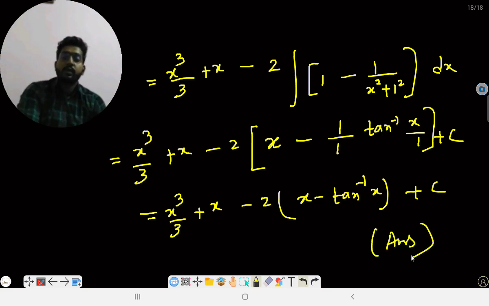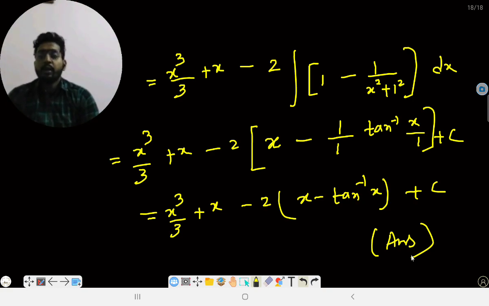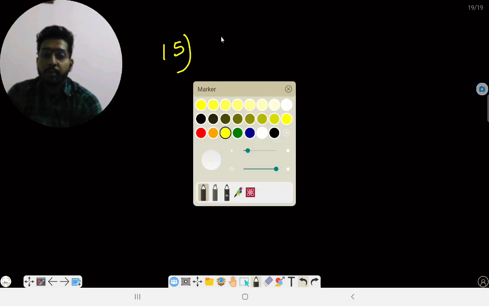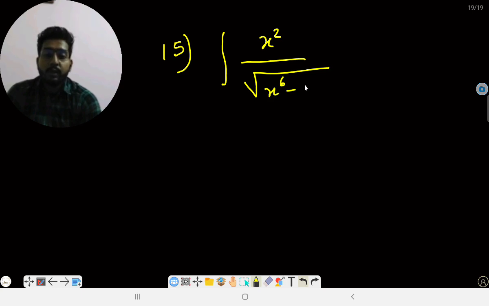Okay, so this is the way to solve this type of problem. Now we will move to the next one, question number 15. What is question number 15 here? First of all, write this. It is given: integration of x square, this is very important, x square by root over of x to the power 6 minus a to the power 6 dx.